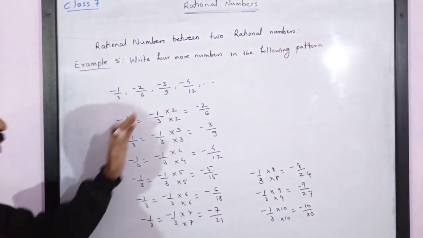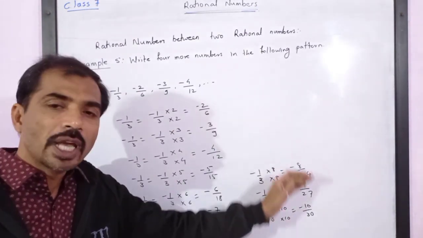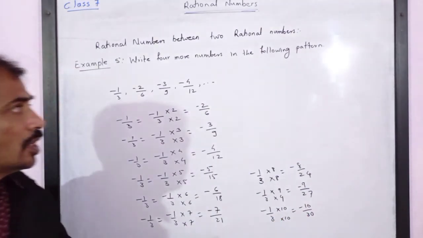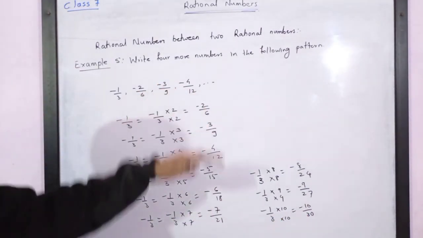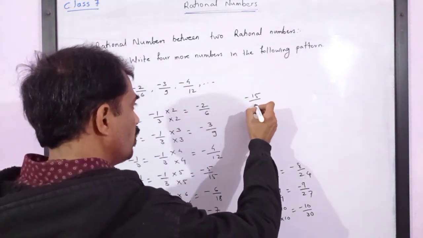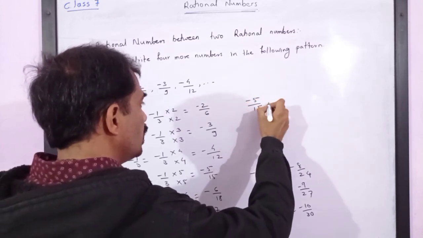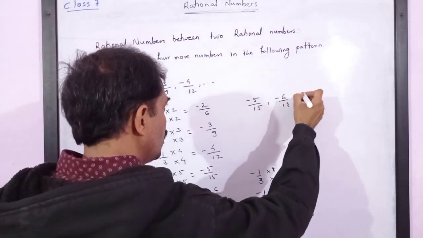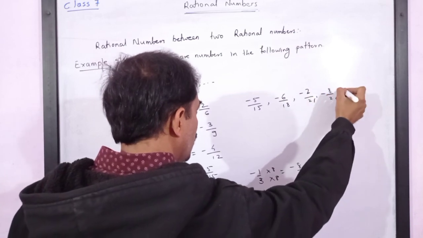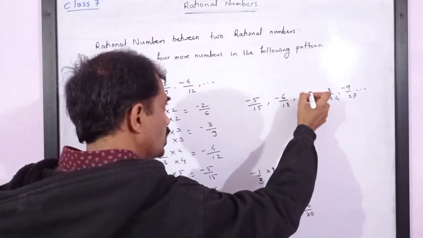Please note, in the same pattern, if we go on writing, if you multiply numerator and denominator by the same number, we can write many numbers. We can write infinite numbers. So next 4 numbers that can be written are negative 5 upon 15, negative 6 upon 18, negative 7 upon 21, negative 8 upon 24, negative 9 upon 27, and so on. Any 4 can be taken. Next 4 are these 4.